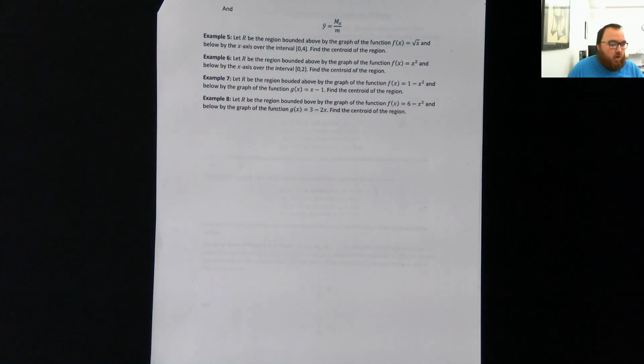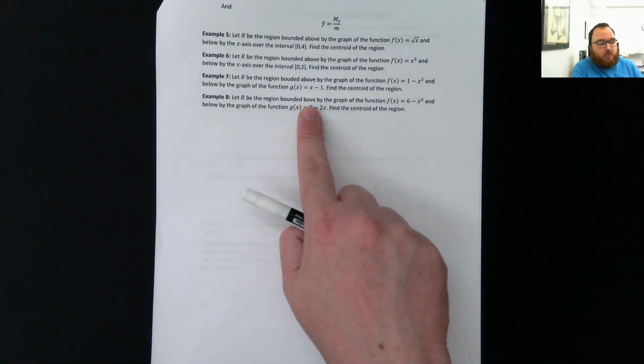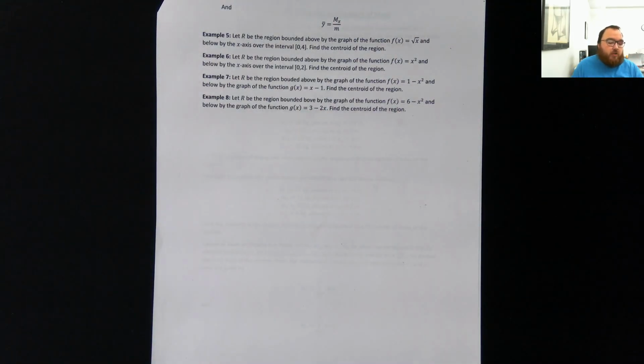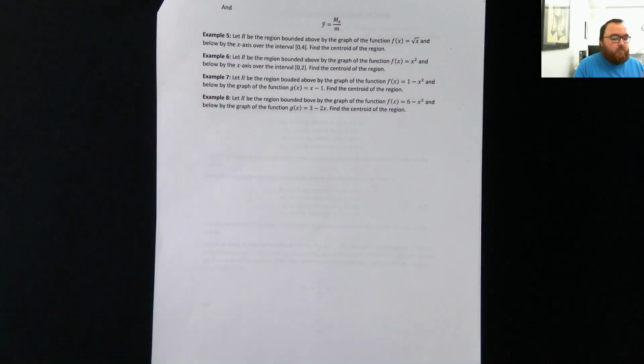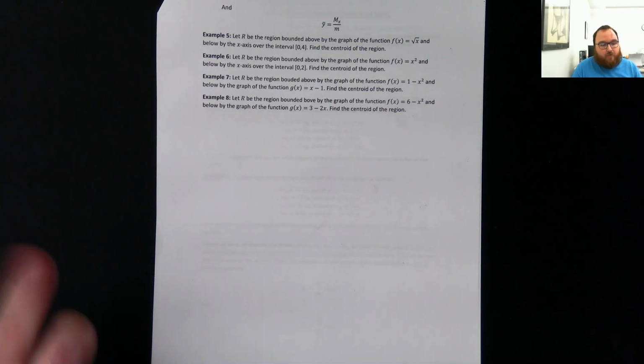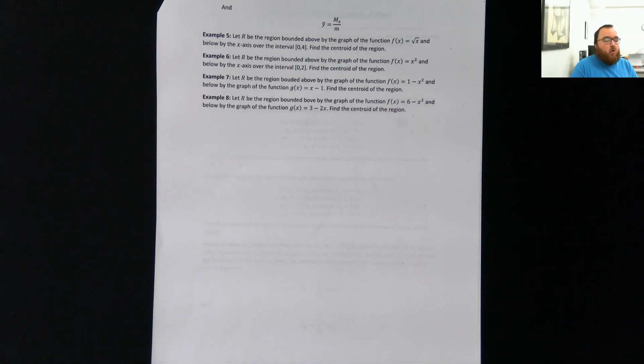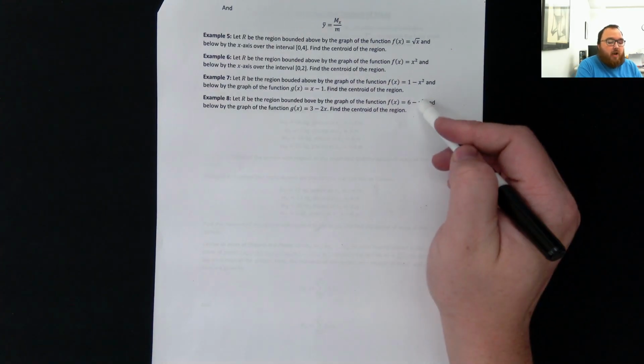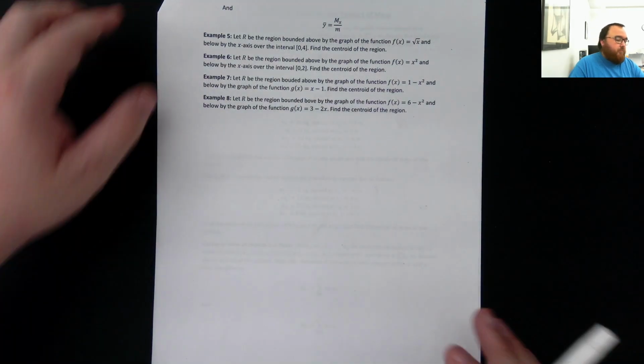Example number 8, let R be the region bounded above by the graph of the function f of x equals 6 minus x squared, and below by the graph of the function g of x equals 3 minus 2x. Find the centroid. So do the same thing again. Once again, they don't state what the bounds are, so then I've got to find those first. And then always subtract my top graph minus the bottom graph. So let's do that again.